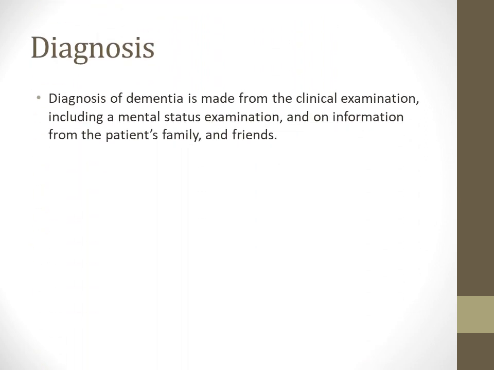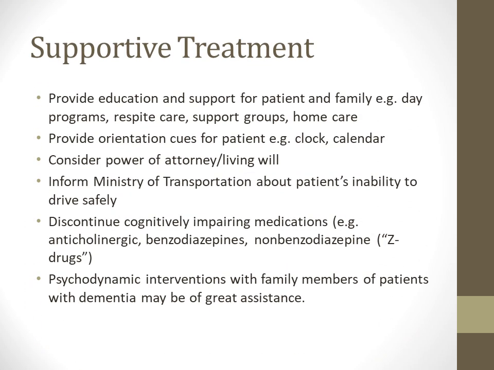Diagnosis of dementia is made from clinical examination, including a mental status examination and on information from the patient's family and friends. Mild cognitive impairment is defined as the presence of mild cognitive decline not warranting the diagnosis of dementia, but with preserved basic activities of daily living.